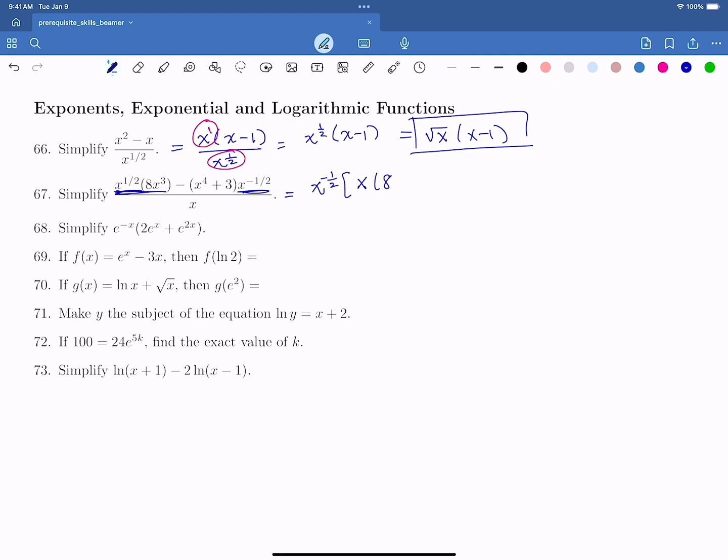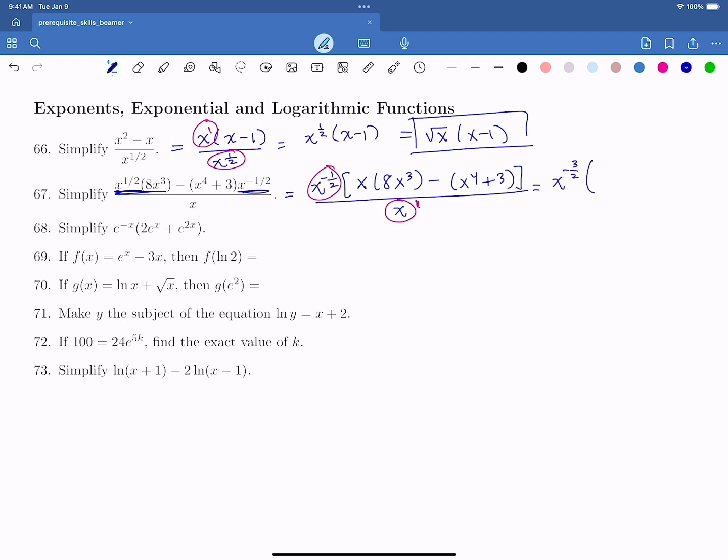times 8x cubed. Okay, this is getting complicated. Then I'm factoring out x to the negative 1/2. That just comes out x to the 4th plus 3 over x. Then I can simplify this right here. Subtract the exponents. There's a 1 right here. Negative 1/2 minus 1. That's x to the negative 3/2.